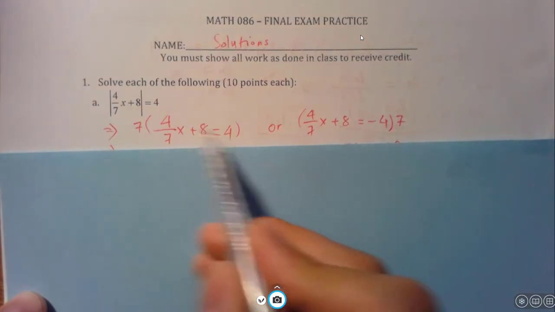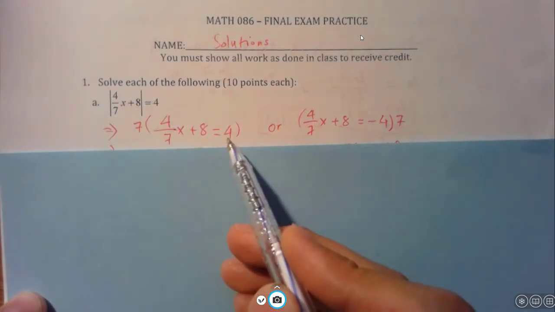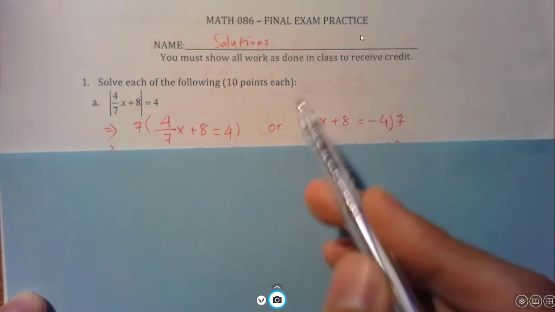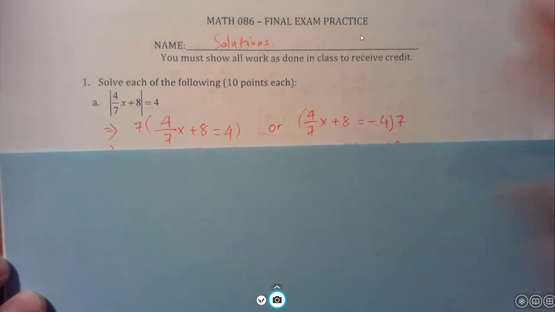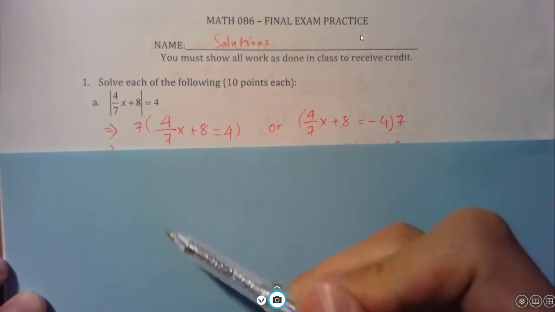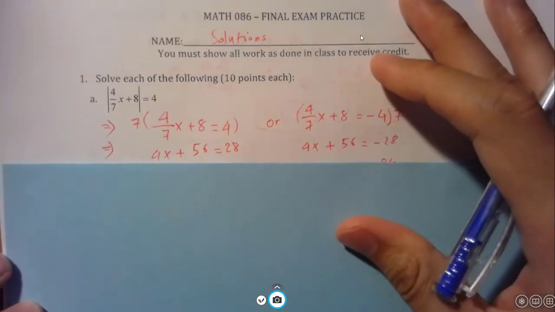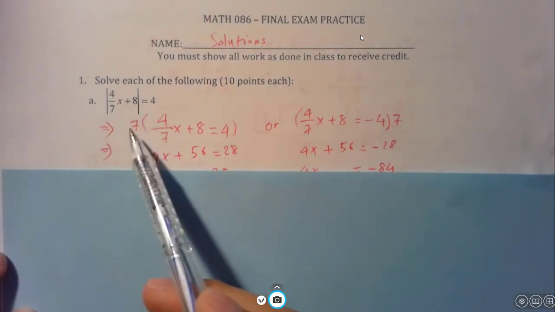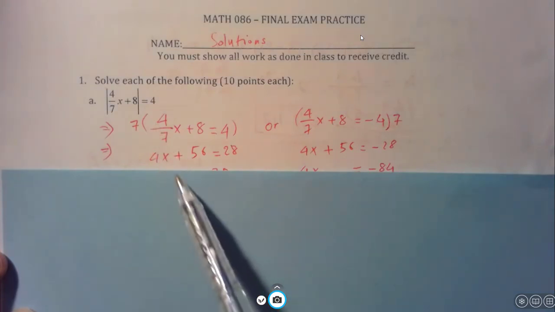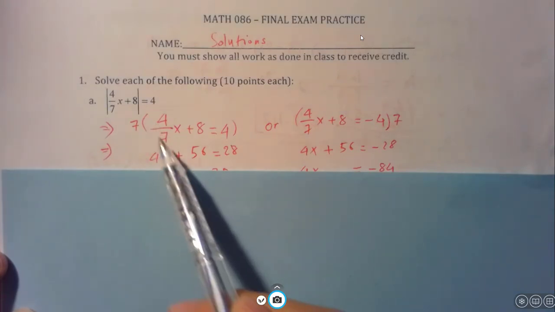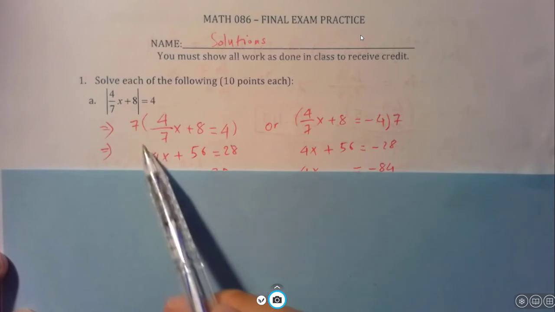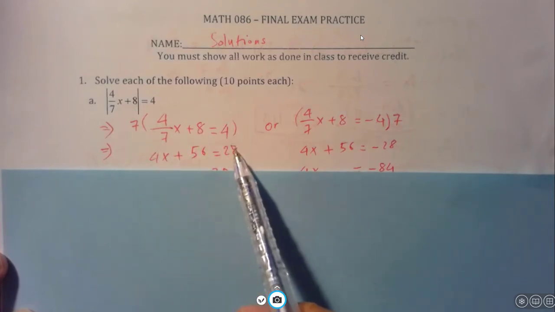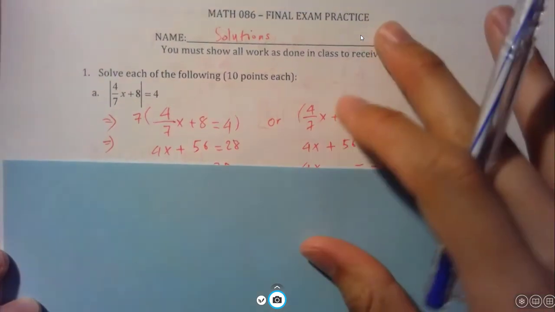So the first thing, you set each side equal to 4 and minus 4, and then I multiply 7 to the whole equation on both sides. Let's solve for each of these equations. So when I multiply 7 inside here, make the distribution of 7, then the first term I have 4x because 7 and 7 they cancel. 7 times 8 gives me 56. 7 times 4 gives me 28, and so on.